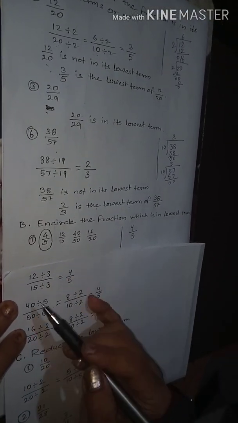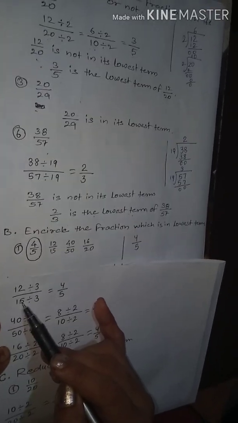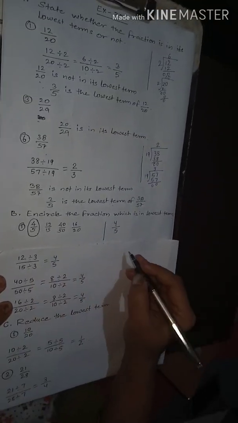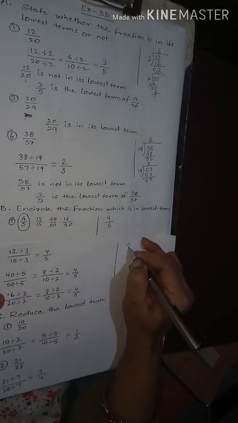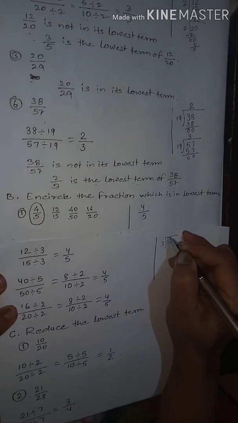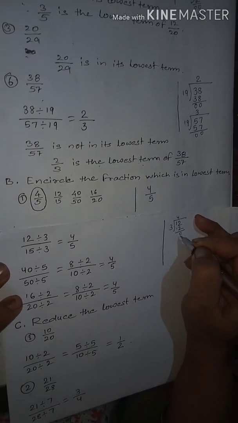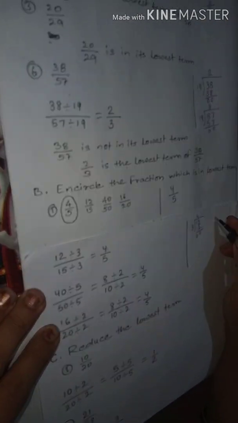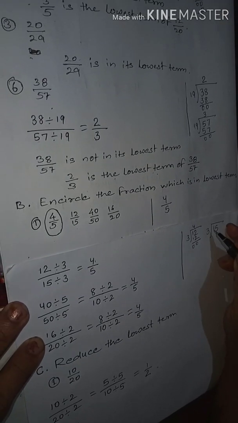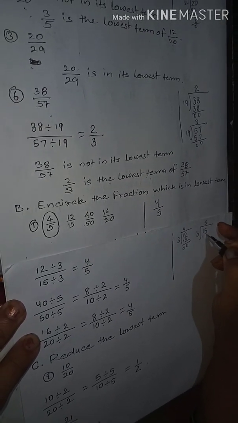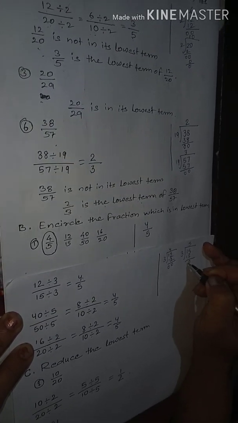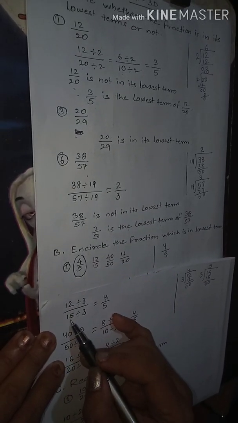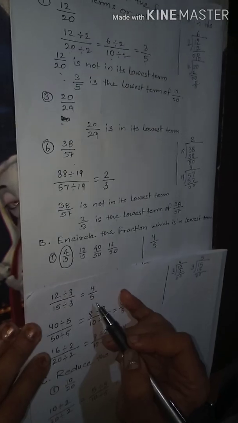Now 12 by 15. Here 12 and 15, these two numbers are exactly divisible by 3. If you divide 12 by 3, 3 4s are 12. So this is divisible by 3, and we get 4. Now 15 divided by 3. You divide 15 by 3. 3 5s are 15. 15 minus 15 is 0. So 15 is also divisible by 3. So we can reduce this 12 by 15, and after reducing we get 4 by 5.